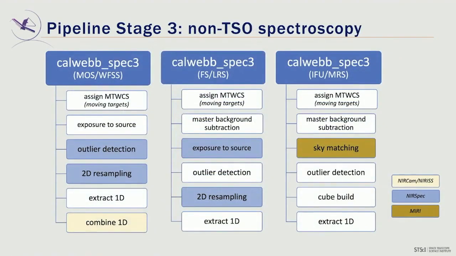Stage 3 for non-TSO spectroscopy is a little bit simpler, but again the steps that are applied depend on mode and instrument. This includes primarily things like the alternative method of background subtraction, master background, an additional outlier detection step, and then final combination of data into a final regularized grid, either a 2D grid for the 2D spectral modes or 3D cubes for the IFU modes.